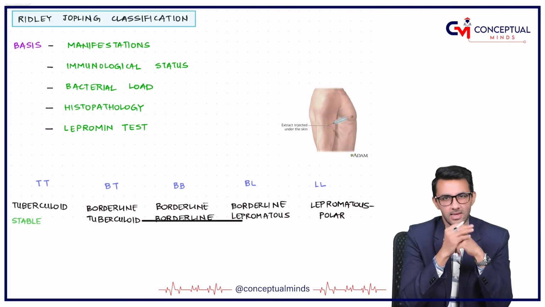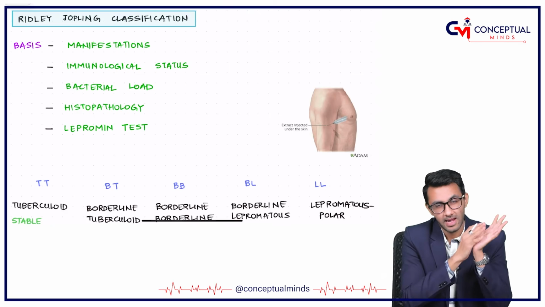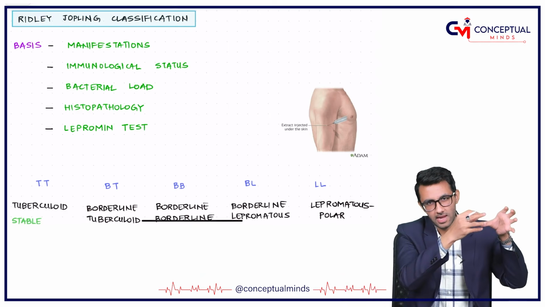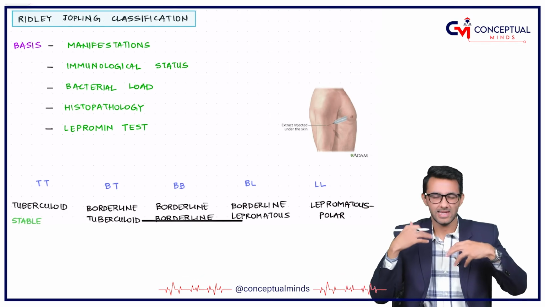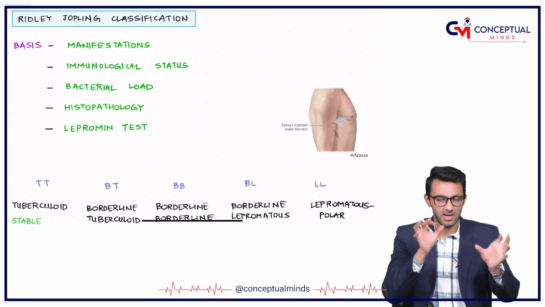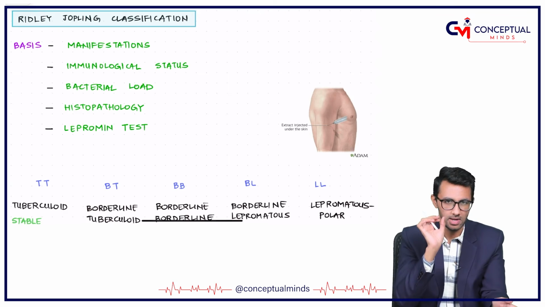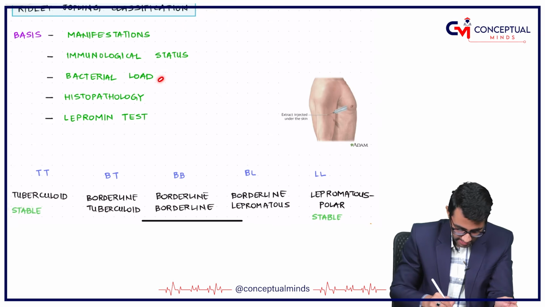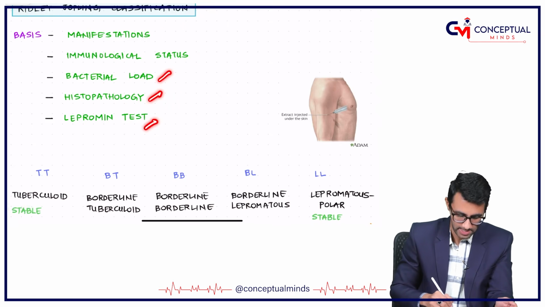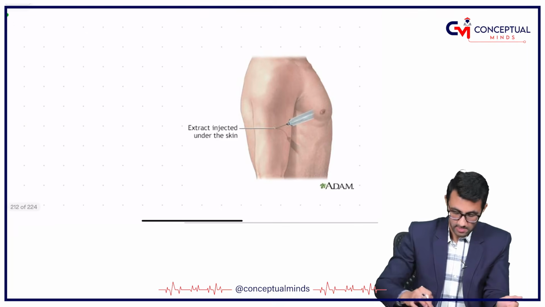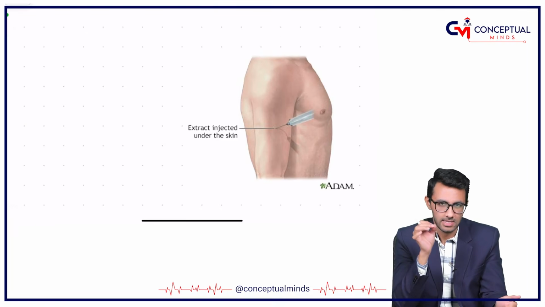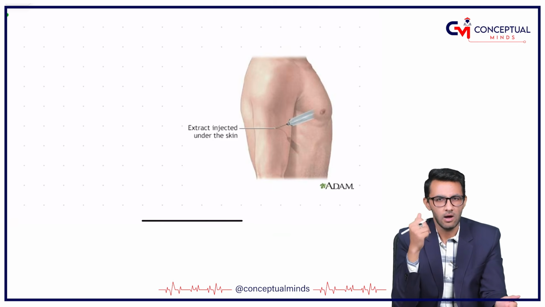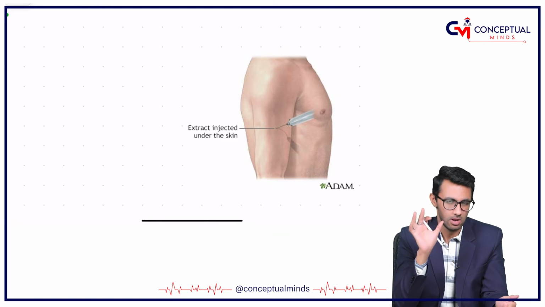Okay, that is one thing. And if the person is not being treated well, it would just shift downwards, because as age increases, our immunity decreases. So it would slide from TT to LL. What TT is, what LL is, we will know about everything. Now I just want to give you an overview. So: manifestation, the immunological status, the bacterial load, histopathological findings, and the lepromin test. This is the same as the Mantoux test we did. In this image you can see we take the antigen and put it in the superficial skin, that is the dermis, and we just see how well the body reacts. Okay, that is all about it.